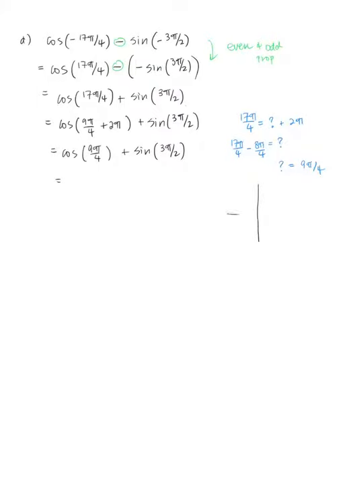Anyways, let me draw the circle. Here's my initial side, and if I revolve 9 pi over 4, your terminal point should be here, and our reference angle is going to be pi over 4. Let me write down, this is theta equals 9 pi over 4. So this is going to be cosine of pi over 4, and then plus sine of 3 pi over 2.